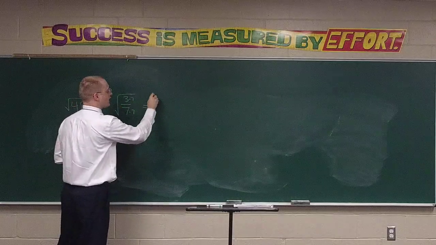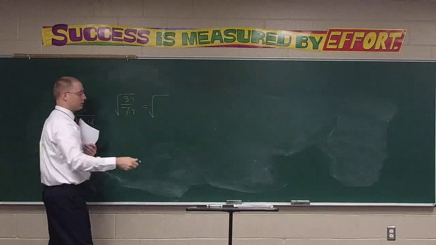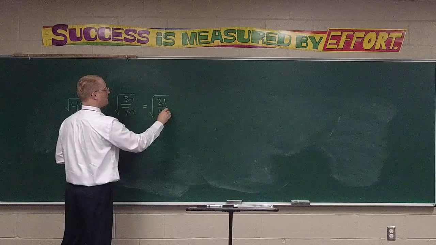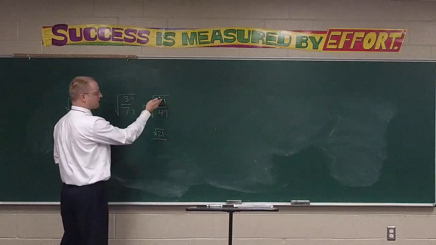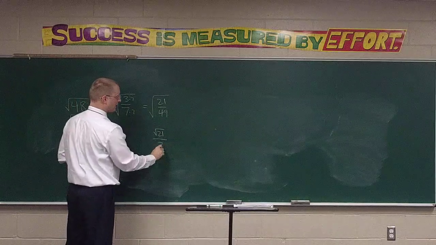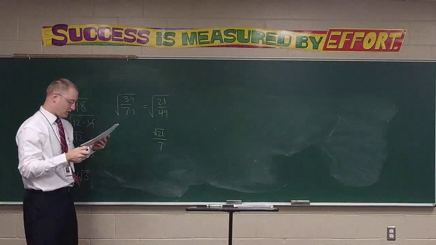So that my fraction changes from 3 sevenths to, and then we get, good. The square root of 21 you can't do anything with, you just leave it, but the square root of 49 becomes a rational 7, a rational denominator.